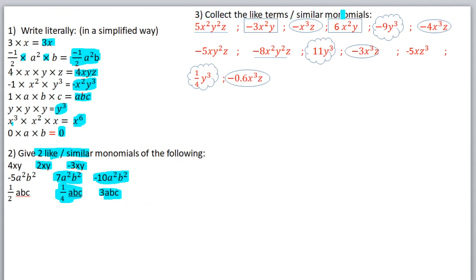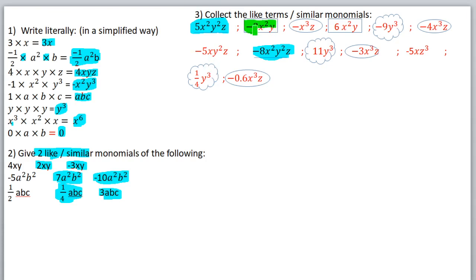Collect the like terms here. Look at this, all of this. What are the like terms? Let's collect them. 5x squared y squared z. Let's color all the like terms to this. X squared y, no. X cubed z, no. X squared y, this, that, that. X squared y squared z, yes. Else, no.